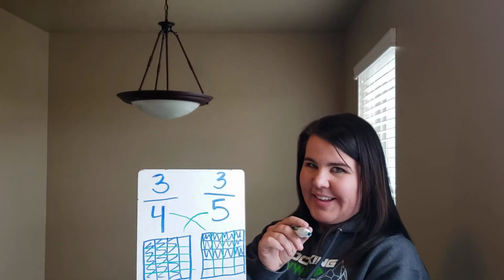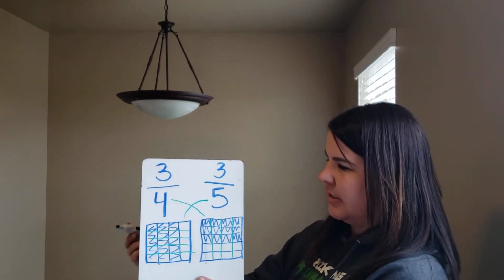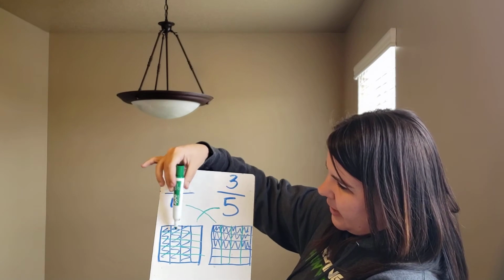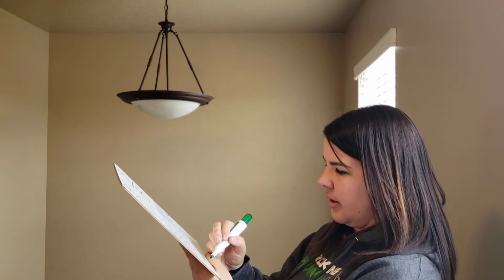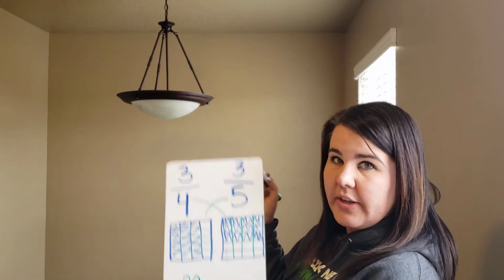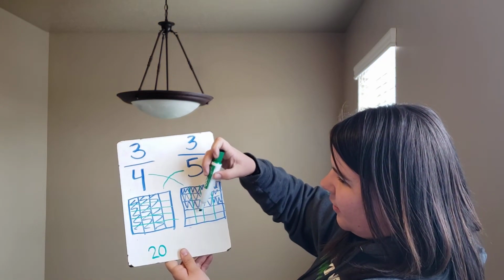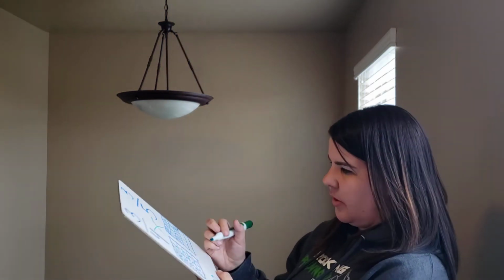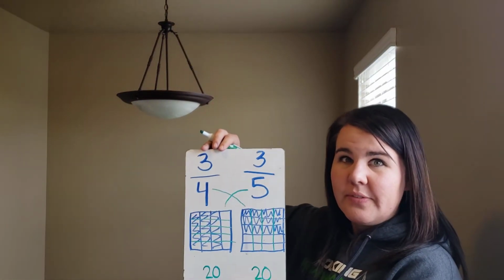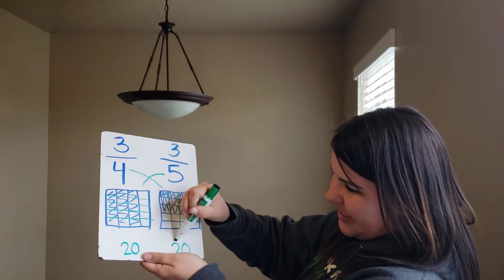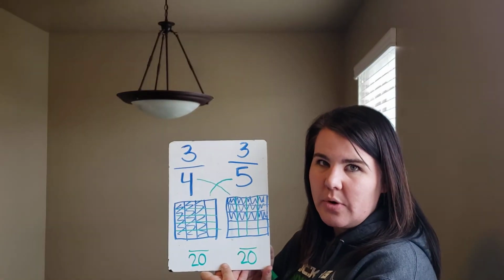Now, if I did this correctly, there should be the same amount of pieces in each whole. Let's check. 1, 2, 3, 4, 5, 6, 7, 8, 9, 10, 11, 12, 13, 14, 15, 16, 17, 18, 19, 20. Got 20 here. And let's check this one. 1, 2, 3, 4, 5, 6, 7, 8, 9, 10, 11, 12, 13, 14, 15, 16, 17, 18, 19, 20. Whew, I did it right. There's 20 there too. So they're both divided up into 20 pieces. That means both of them are now 20ths. And we just need to figure out which one is more.